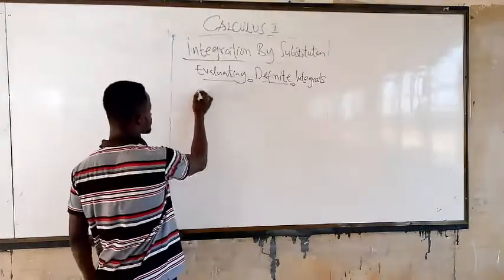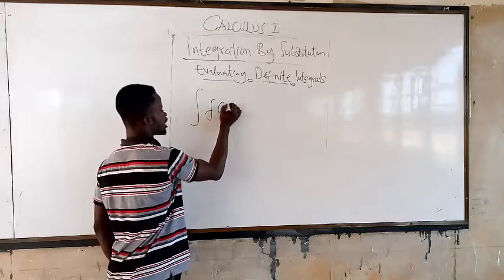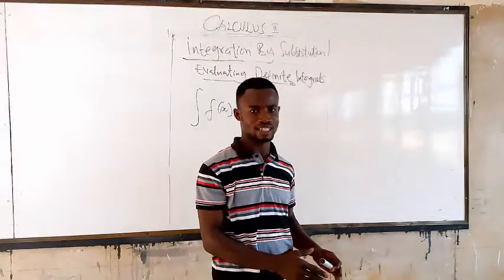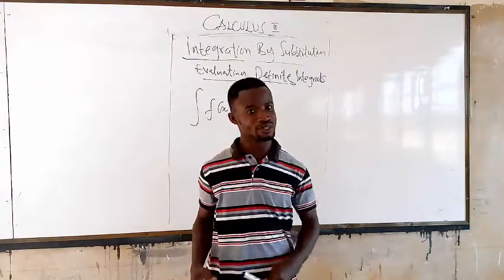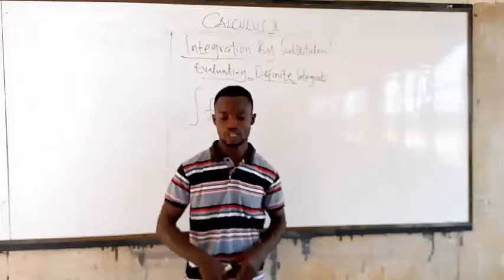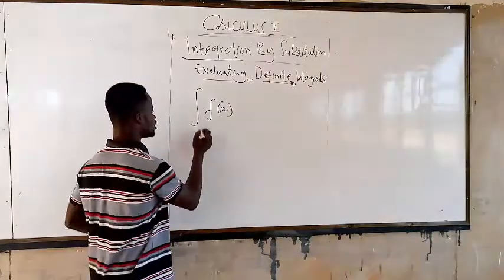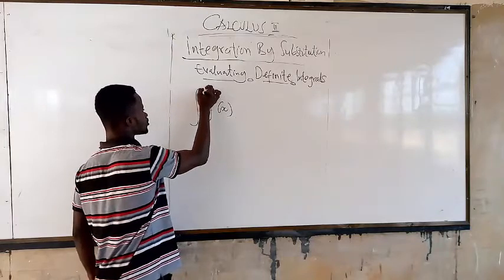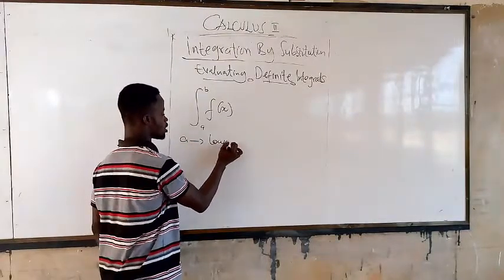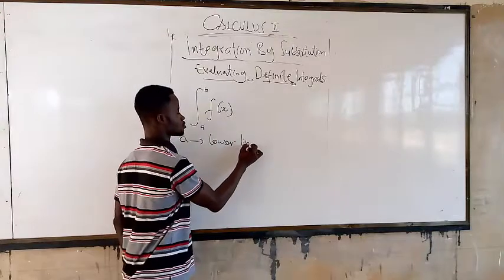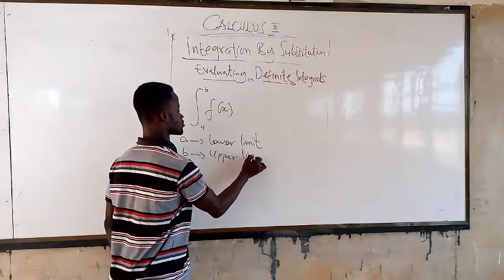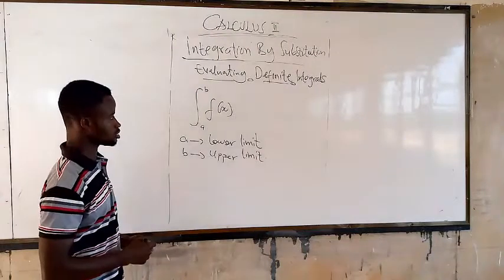Now, let's assume the case where we have the integral of a function f of s. In fact, all that we did in integration by substitution under the indefinite integral is the same thing that we are going to do here. So I may be giving you a lot of questions for you to go and try. I'm just going to introduce you to the idea of the definite integral. You have this integral, where the A stands for the lower limit and the B stands for the upper limit.